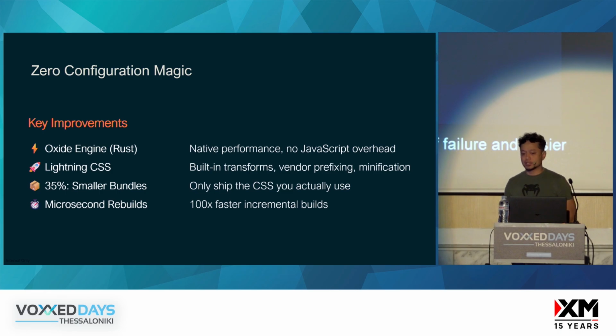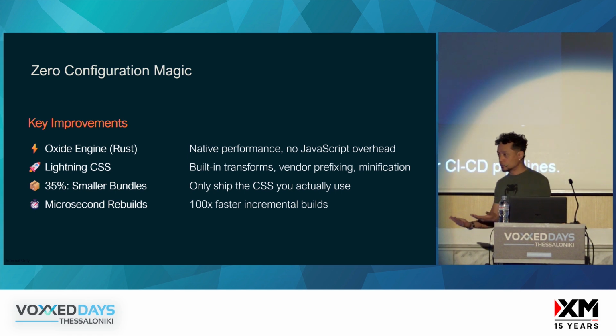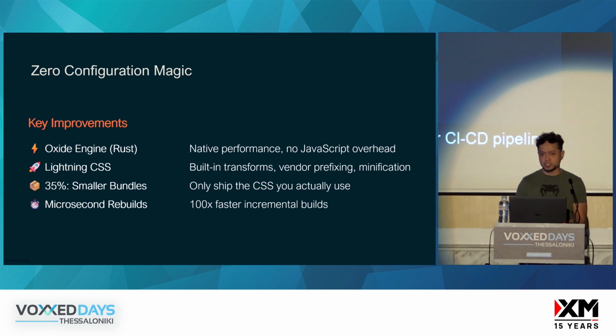Hot reload is instant, not fast, but actually instant. So this Rust-based engine eliminates JavaScript overhead entirely. This isn't just about developer experience. Faster builds means faster CI/CD pipelines, which means faster deployments, right? And it saves money.